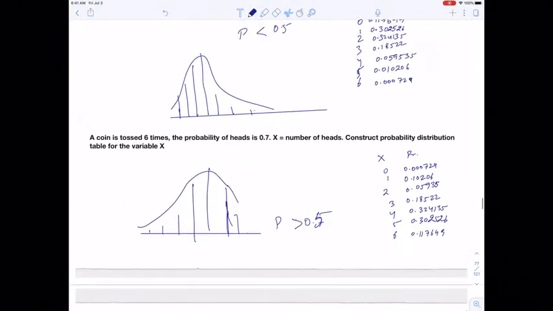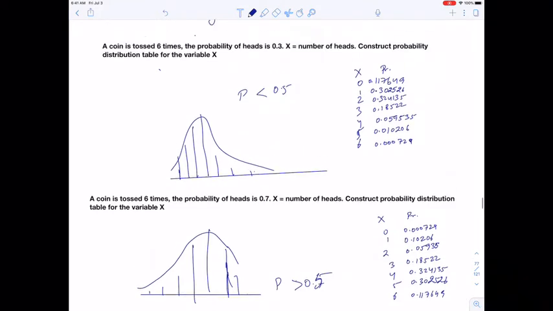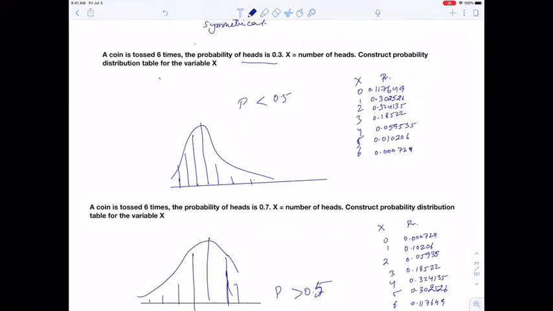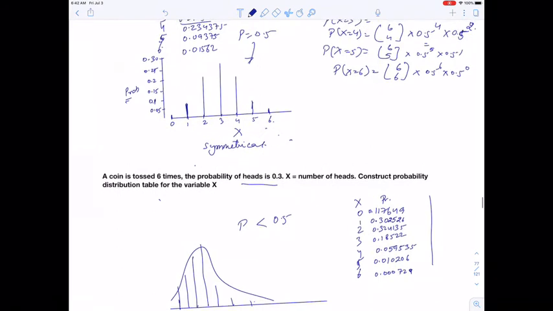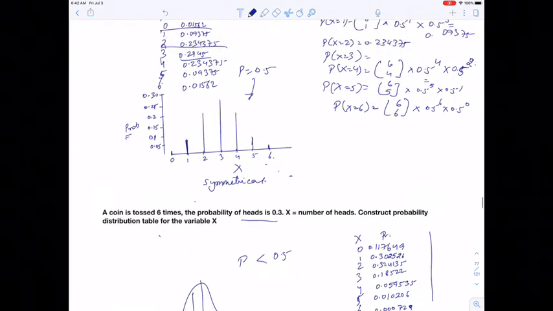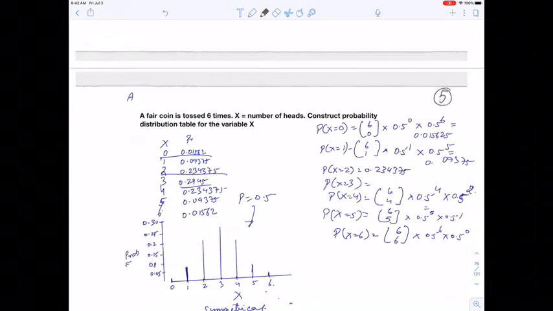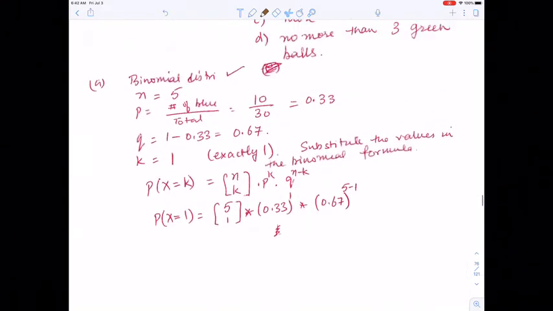So if you have tried calculating these, I got these numbers for when probability of head is 0.3. The curve would look skewed to the right. And when the probability of head is 0.7, the distribution looks skewed to the left. So that's where we know that the distribution is symmetrical only when the probability of success is 0.5. Hopefully you got enough practice on this binomial formula.